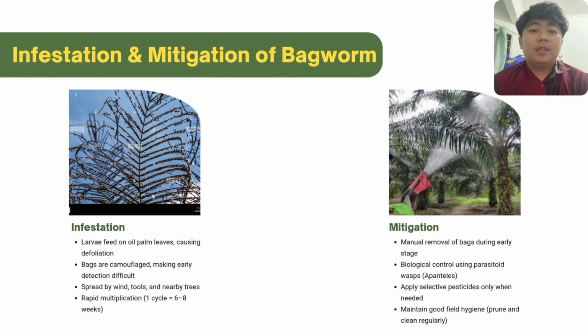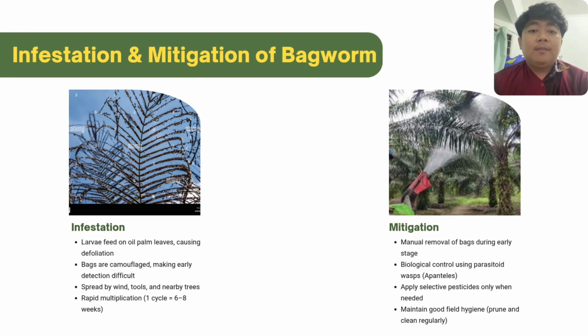For effective mitigation, we need a multi-pronged approach. Manual removal of bags during the early stage is highly effective when population are still small. Biological control using parasitoid wasp provide natural, sustainable control without environment damage. Apply selective pesticides only when absolutely needed. This prevents resistance development and protects beneficial insects.